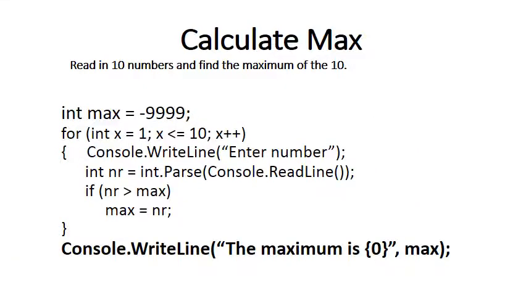Then basically after the for loop you just print the maximum that has been remembered, and that would be the biggest number that's been read in of the 10.